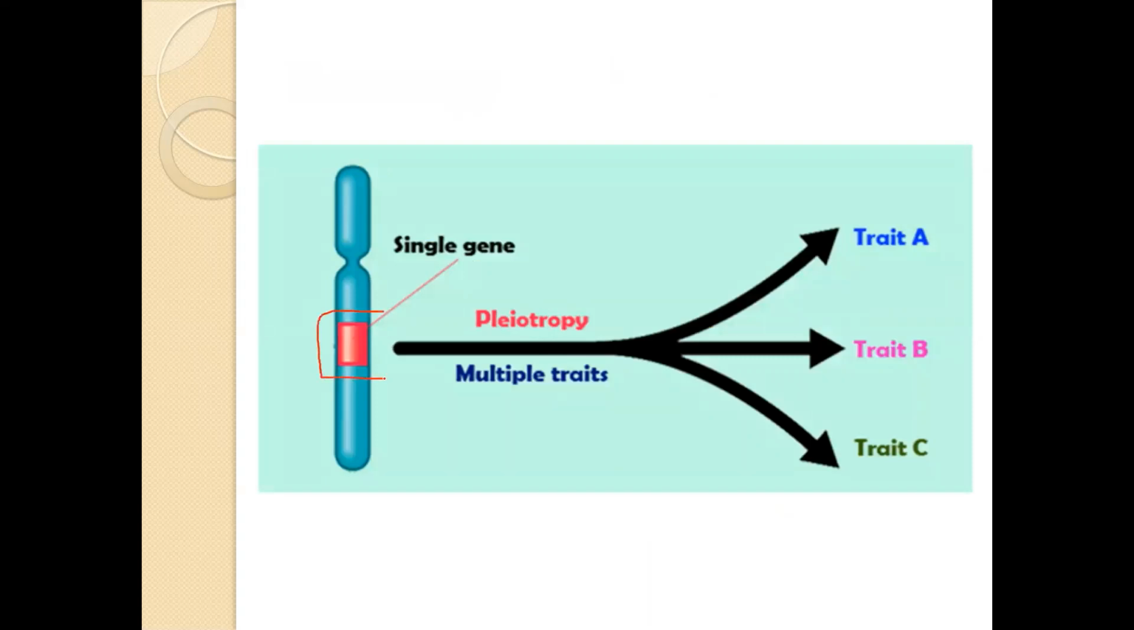So this is a single gene. In case of a single gene, they can show multiple traits like trait A, trait B, or trait C, whatever the traits are. But in case of pleiotropy, that may vary. Their effect may vary with the help of some other gene. That gene may be present here or anywhere else in the chromosome.